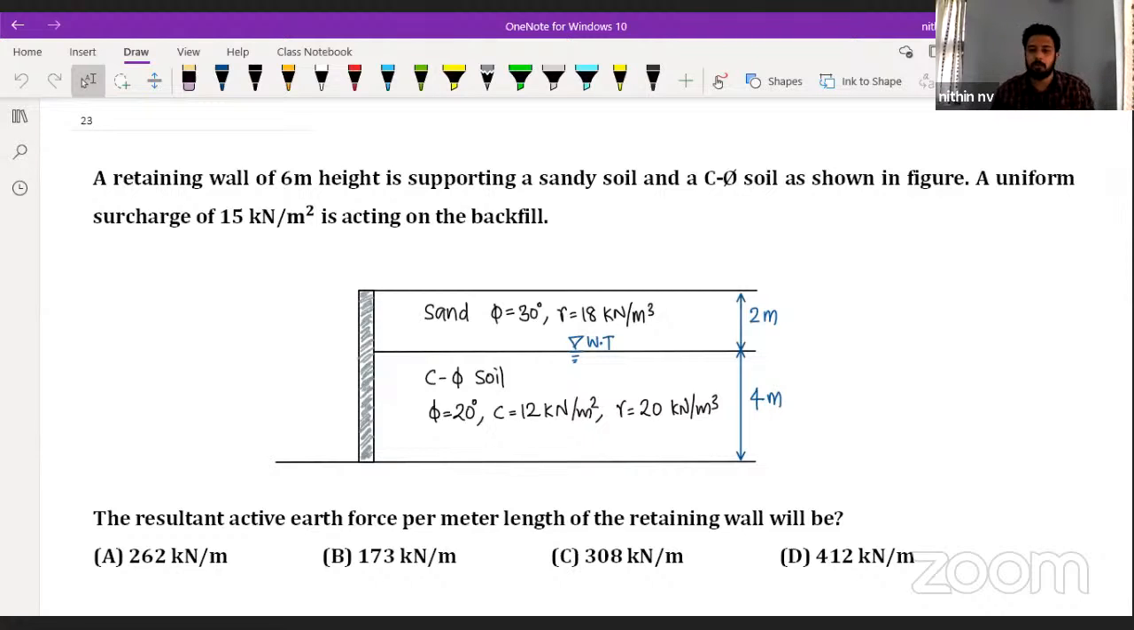Yes. Okay. Thank you. Now do this question then. A little bit more calculations you may have to do. Properly do it. Tell me how much you are getting. The resultant active earth force per meter length of the retaining wall. Properly take down the data.